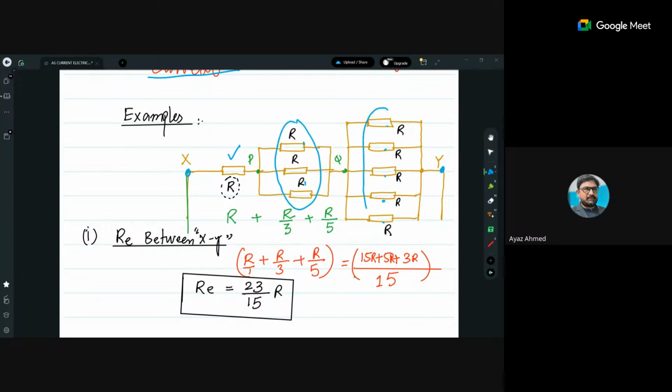In these parallel combinations, all are identical and three are total, so it would be R by 3. Here all are identical and the total number is 5, so it is R by 5. Now all these are in series with each other, so R by 1 plus R by 3 plus R by 5 would be added together, and you will get the R equivalent equal to 23 by 15 R.